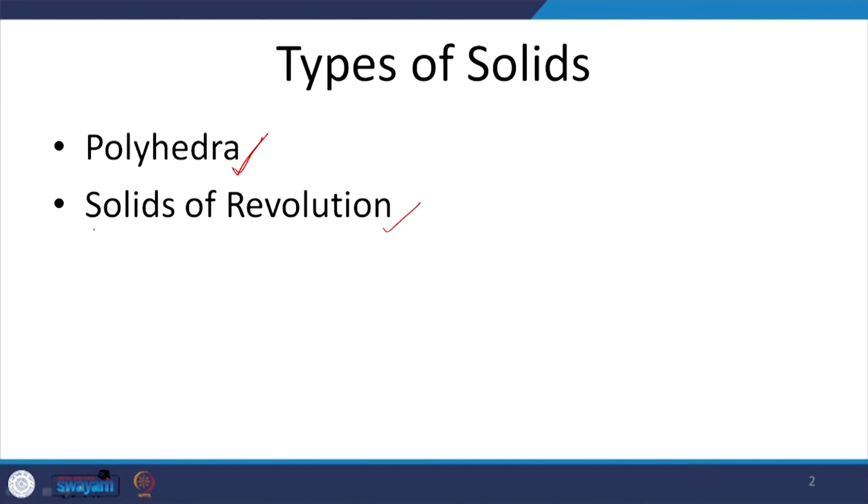While the solids which come under this category of solids of revolution are the solids which are formed by revolving any one shape about a central axis. So, we will see what are the different types of solids which come into each of these categories today before we move on to orthographic projection.